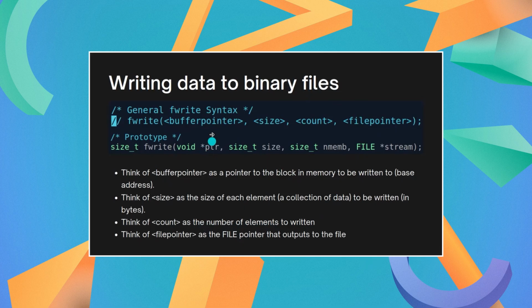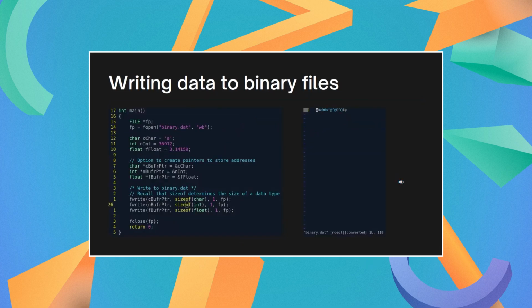So, buffer pointer is the block in memory that we'll be writing from. Size is the size of each element that we'll be working with in bytes. Count is the number of elements that we'll be writing. And file pointer is the destination of all of these in our binary file. So here it is in action.